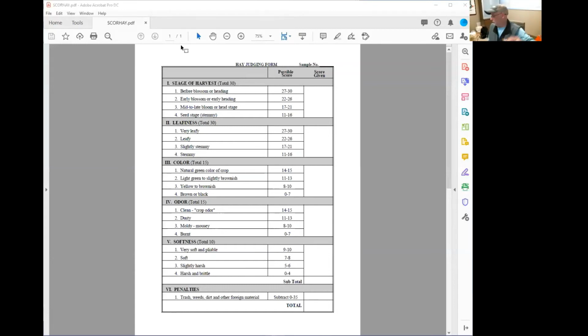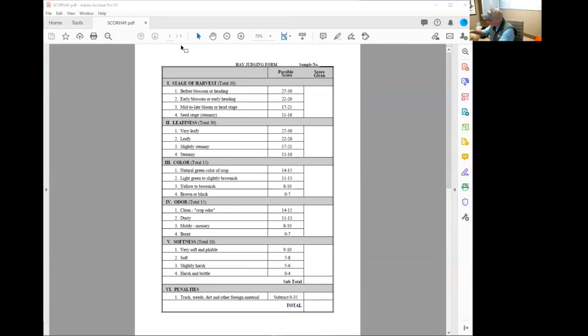A couple of things that are important to know: this is what we did with a grass hay, no legumes in this. Let's say that it was a legume hay, alfalfa. I would go through the same score sheet, the same process, but I can't really look for seed heads because alfalfa is a legume, it produces blooms. So I'm looking for blooms.